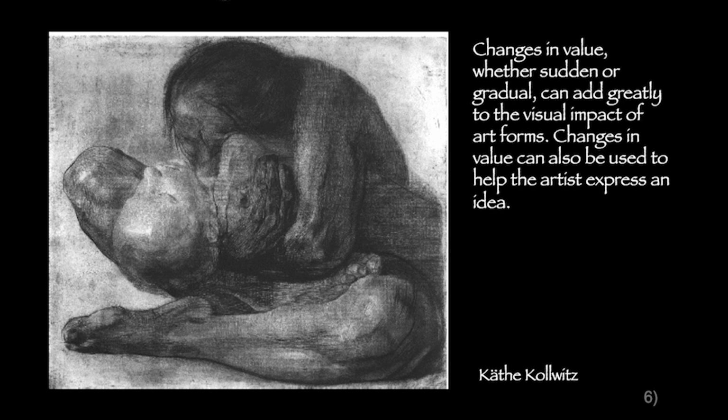So changes in value can also be used to help the artist express an idea. So here you have a work by Kate Kollwitz, a little bit more of a historical artist. She was a German artist who was working in the areas of painting, printmaking, and sculpture. And her most famous artworks depict the effects of poverty, hunger, and war on the working class. She was working mostly and most proficiently during and after World War I. She saw much tragedy in her life, and value was an amazing expressive tool for her in showing the sorrow of these images.